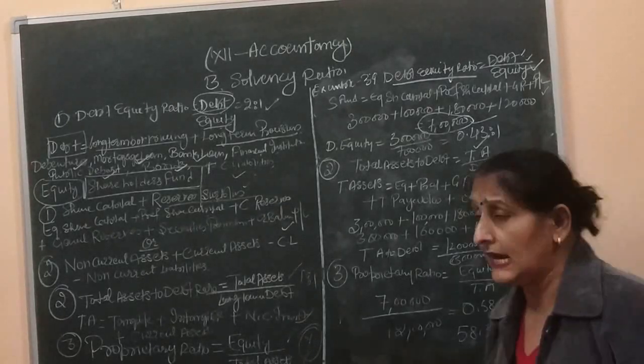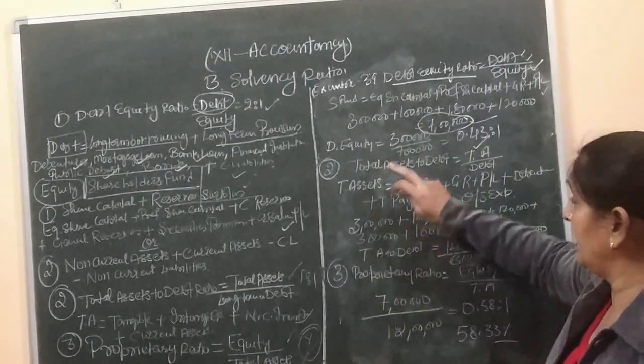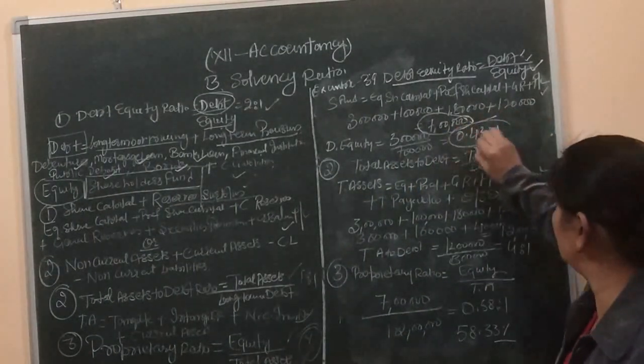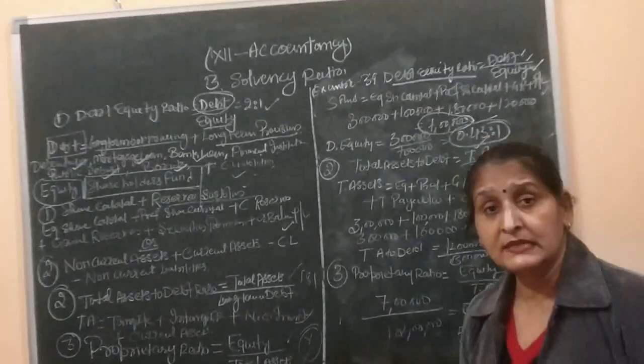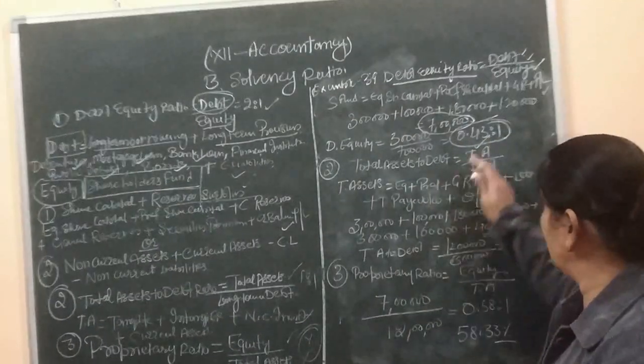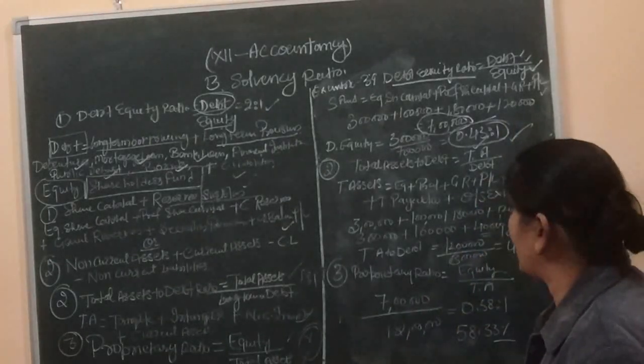So we can say that the ideal debt equity ratio is 2:1, but in this company the ratio is 0.43:1. It means the debt is less, so there is a sound financial position of the company.